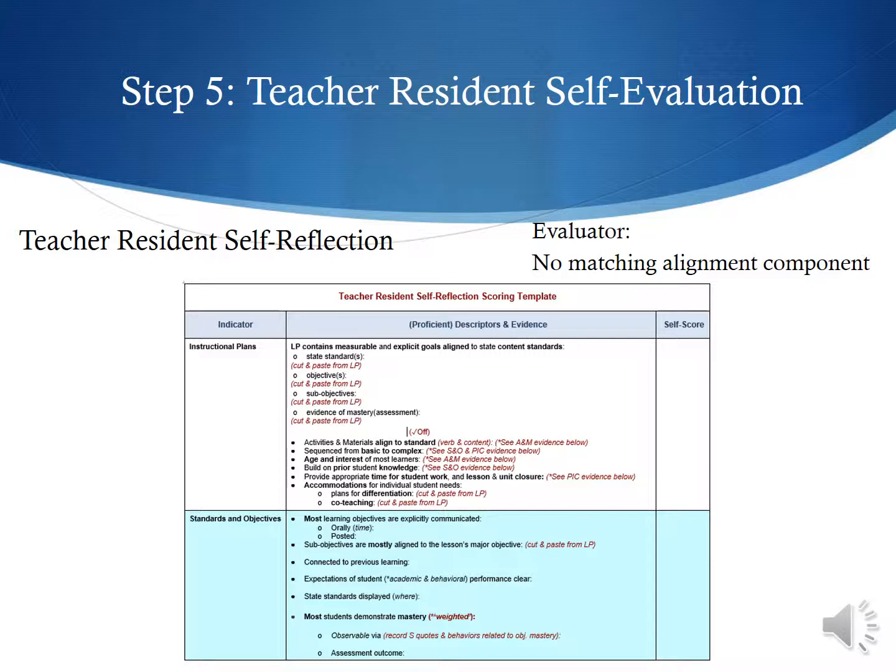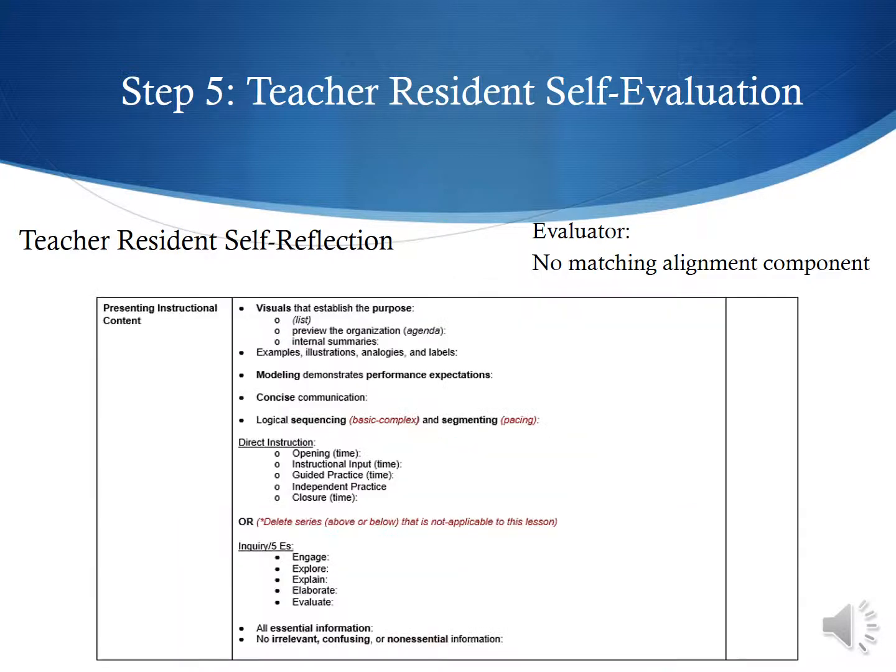Part of the teacher residency reflection model is that you go through each of these listed pre-conference items, again, after you've taught your lesson and reviewed the filming of the instructional delivery. Your evaluator, again, has no matching alignment component, but will have thoughtfully reviewed their notes and scores according to this same section of indicators. So the teacher resident will look at instructional plans, standards and objectives, presenting your instructional content, using visuals, models, logical sequences, your direct instruction with your students, and essential information that you covered within your lesson.